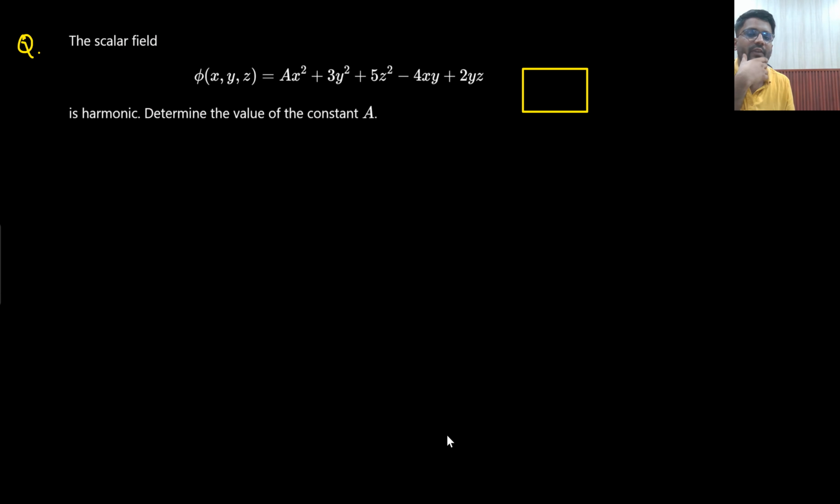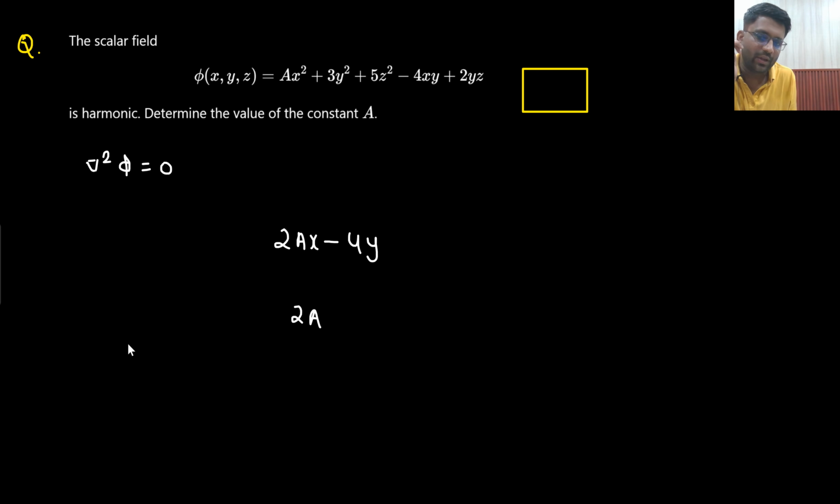So this is the question. The scalar field is harmonic. Find out the value of a. What does that mean? Take the whole function. So del square phi will be equal to 0. That means take the whole function, partially differentiate it with respect to x 2 times. When I differentiate it one time, what am I getting? 2ax plus 2ax minus 4y. Then again differentiate it, what do you get? 2a.